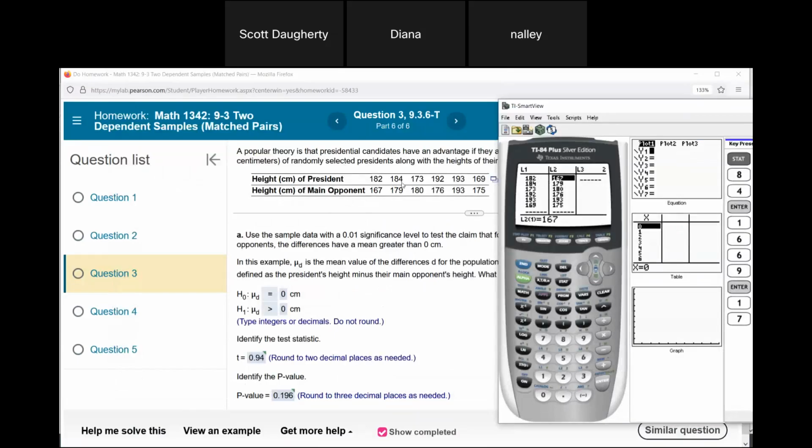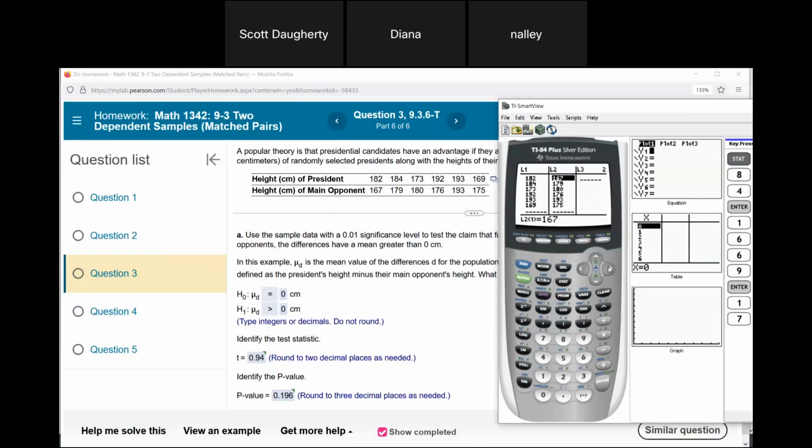All right, so I just entered all these in. 184 matched with 179. And what we're going to do is take 182 and subtract off 167, right? We're going to do that for every matched pair. And the numbers that we get here are called D values, and there are going to be 6 of them. And that's going to be our sample of differences.